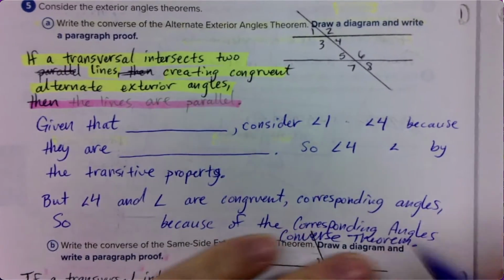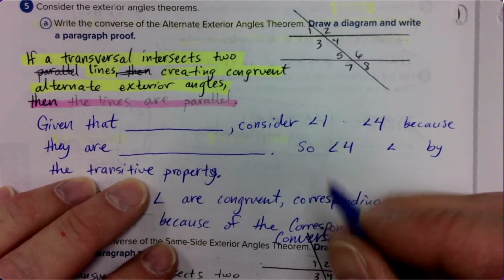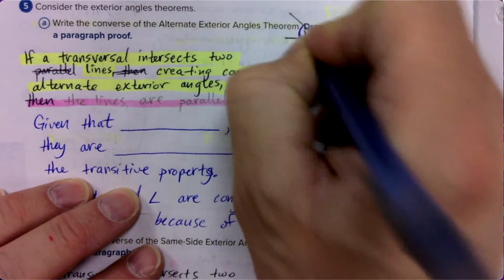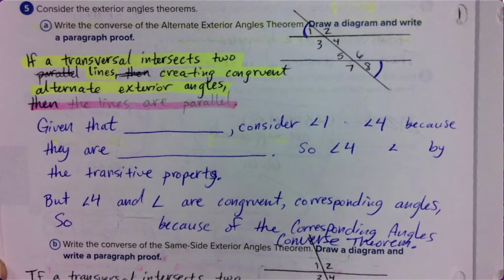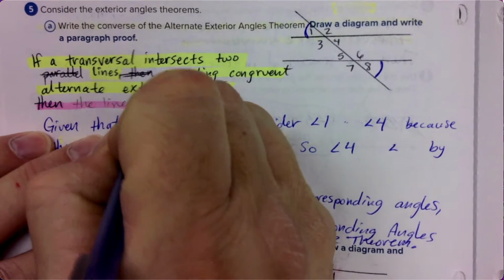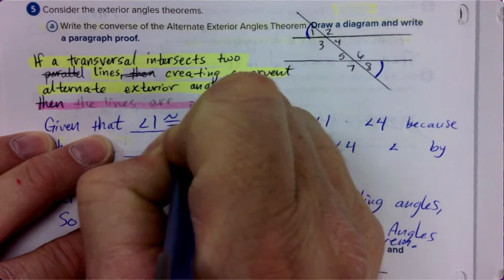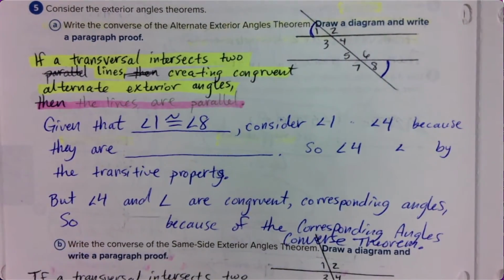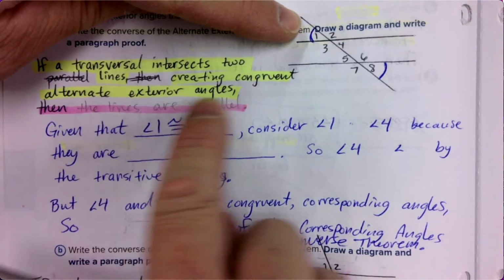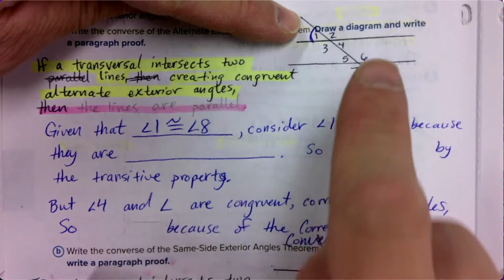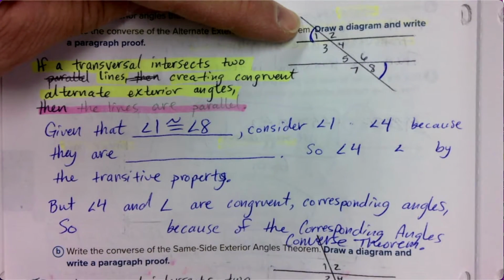Okay, let's label. So given that angle 1 and angle 8 are congruent, right? That's the key thing that we need to say. So given that angle 1 is congruent to angle 8. We know this because they are congruent alternate exterior angles. We're allowed to assume from the beginning we've got congruent angles.